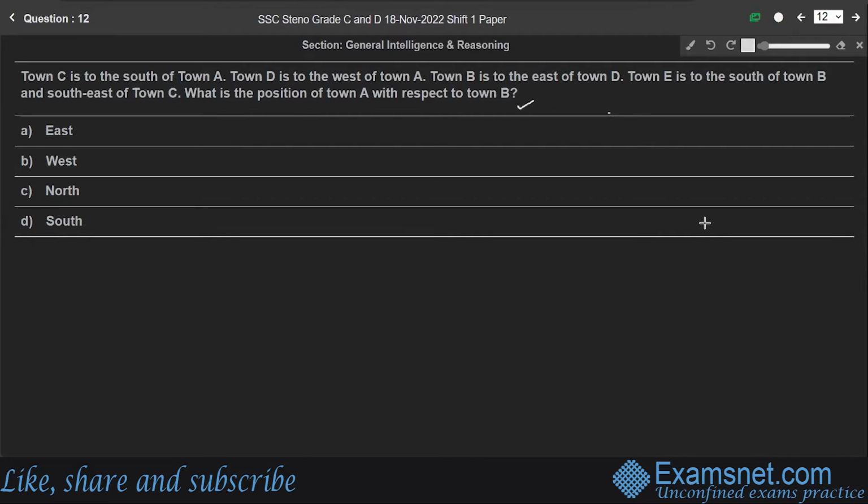Question number 12. Town C is to the south of town A. For that, we'll consider the directions first. North, south, east and west. Now we'll consider town C, which is to the south of town A. So if you consider town A here, town C is to the south of town A.